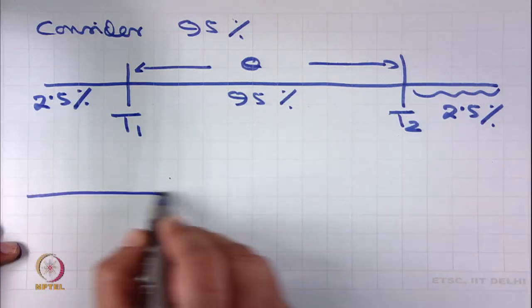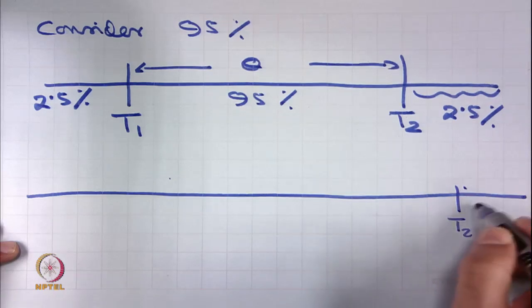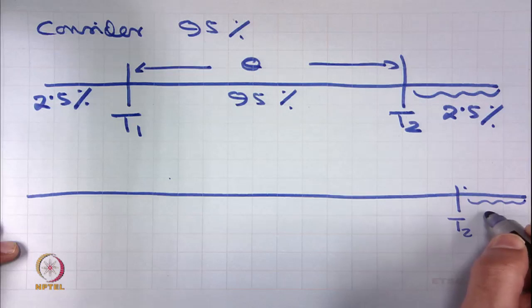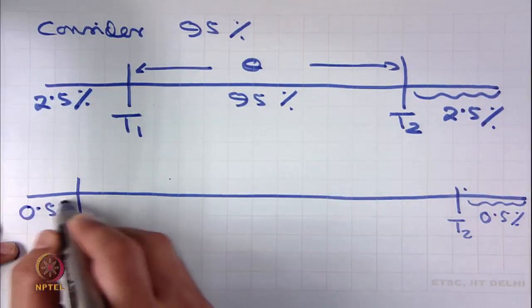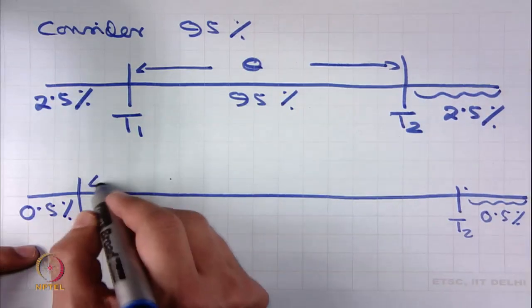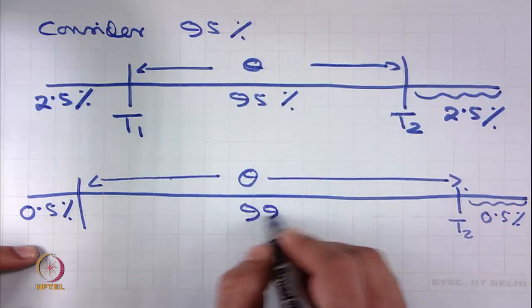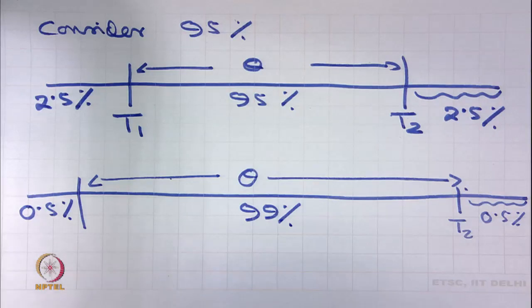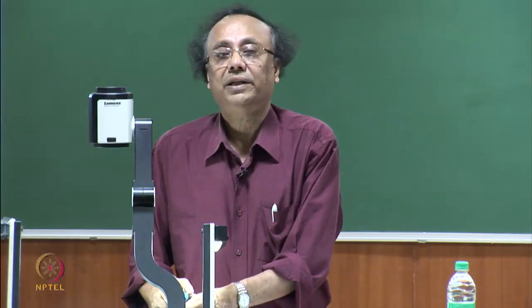If it is 99%, then we will look at a T2 such that the occurrence probability here is only 0.5%, and the occurrence probability here is 0.5%. Therefore, the chance that theta will occur in this interval is 99%. So, these are the confidence intervals that we try to obtain for the parameter theta with the help of the sample x1, x2, ..., xn.